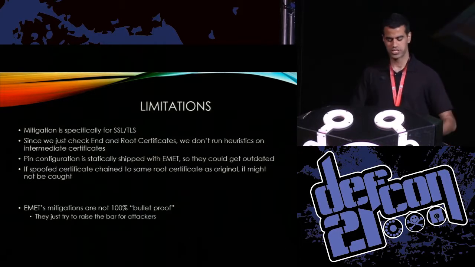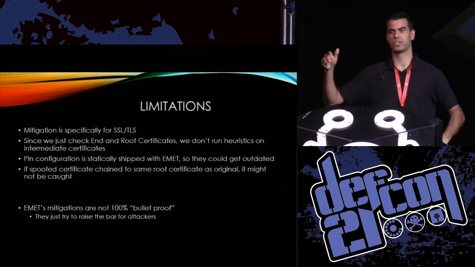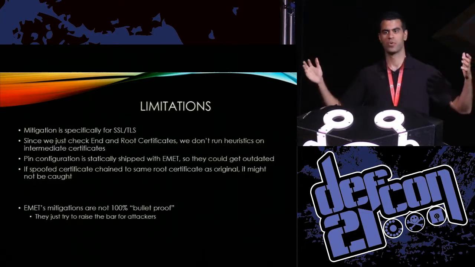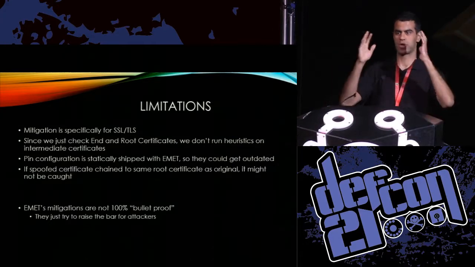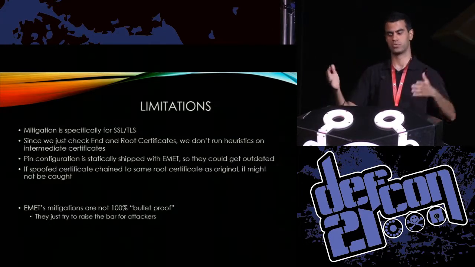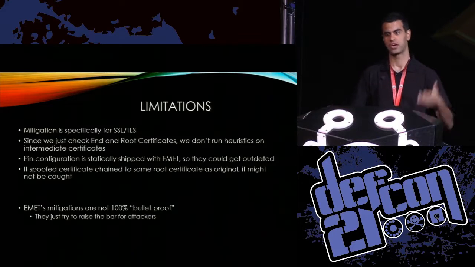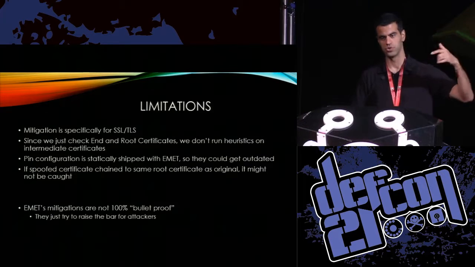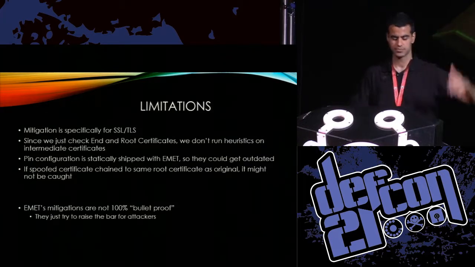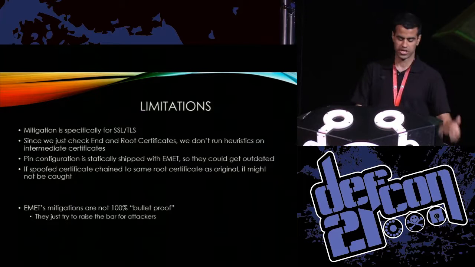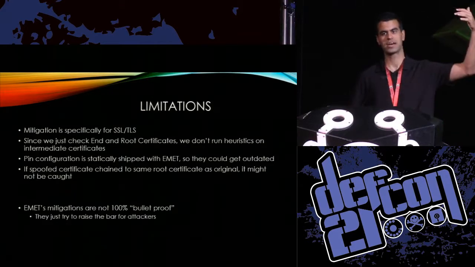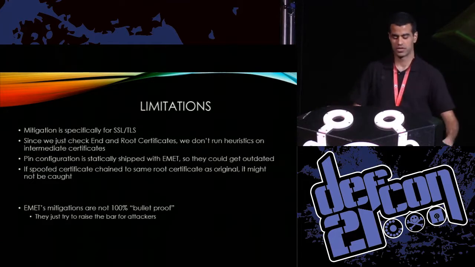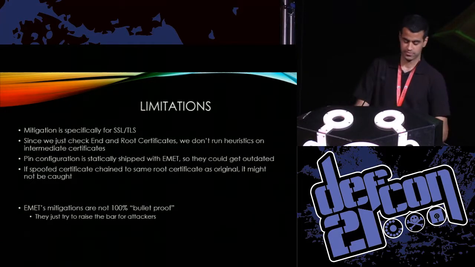The pin configuration is statically shipped with EMET, so it's not like Windows Update where we're pushing down new configuration. It's basically whatever comes with it is what we have for that release. So they could be outdated if tomorrow some company decides to change the root that they chain their certificates to. And in general, EMET's mitigations are not 100% bulletproof. They're trying to raise the bar for the attackers, but there's a way to get around it. So, yeah.